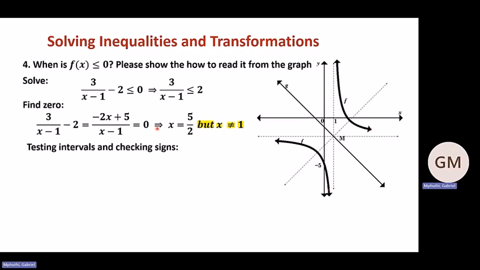Let us look at this: minus 2x plus 5, divided by x minus 1. We want the whole function to be 0, and this will be 0 only if our numerator is 0. We don't worry about the denominator. We want our numerator to be 0. Hence, that is why we provide this.